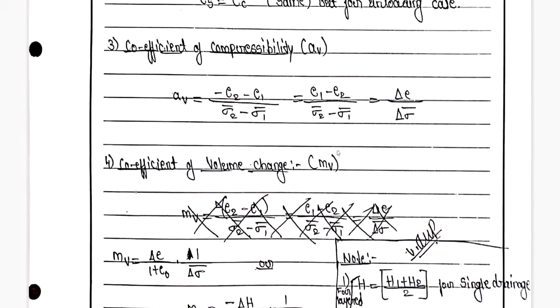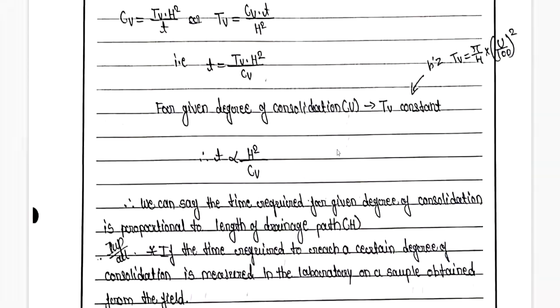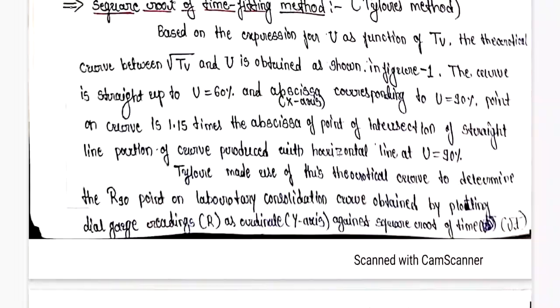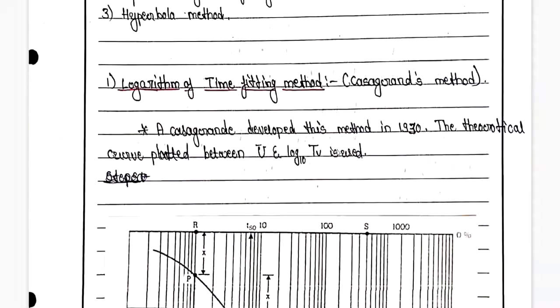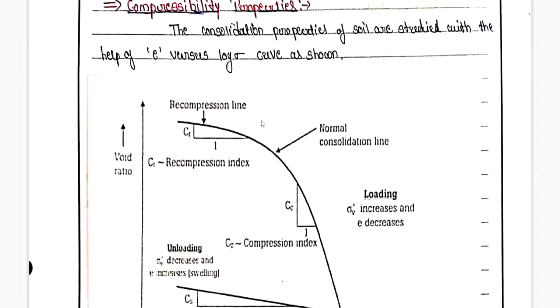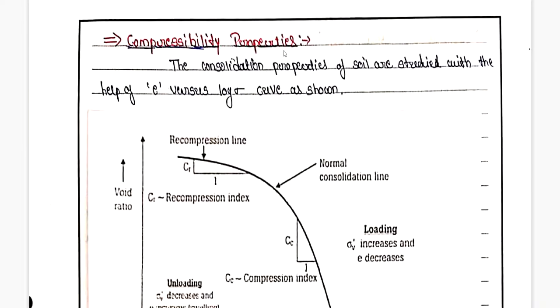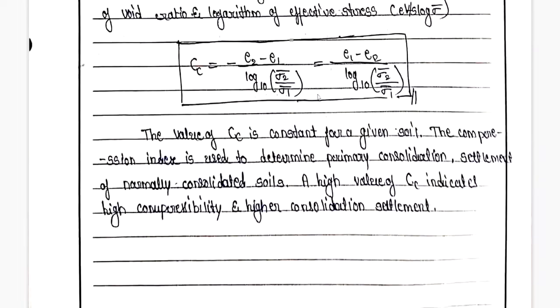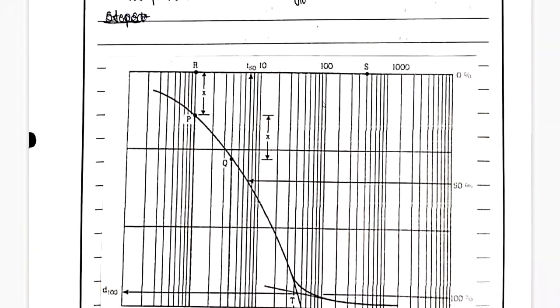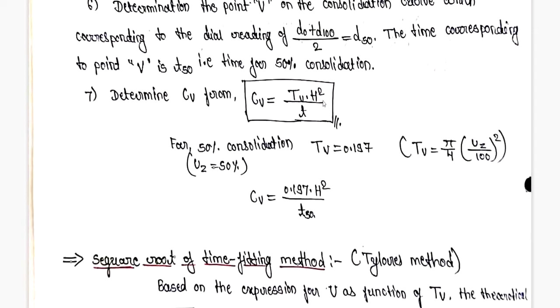Before the next session, just go through the theory which we have studied in consolidation, especially the formulas which are related to problems, which are also the formulas related to compressibility properties of the soil. There are many formulas. Based on these formulas only we are going to solve the problems. So we are going to continue in the next class with the problems. You can just go through the formulas.